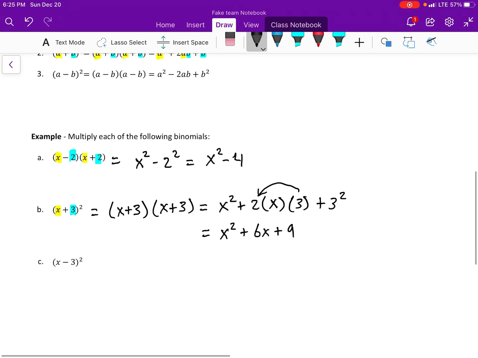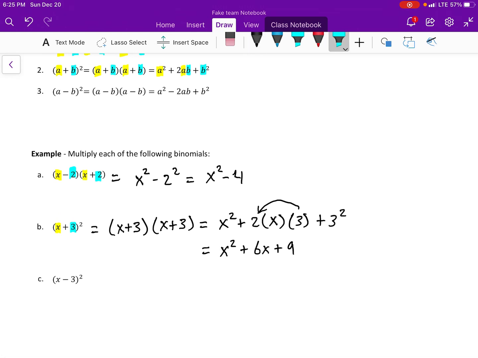Okay. And now for our last example, we have x minus 3 squared, so that's going to fall under our last rule. So again, we have our a's over here, and our b's over here. So again, we just want to make sure we're plugging everything in appropriately. So in this case, our 3 is our b value, and x is acting as our a value again. And so we get, if you remember, this is going to be x minus 3 times x minus 3.